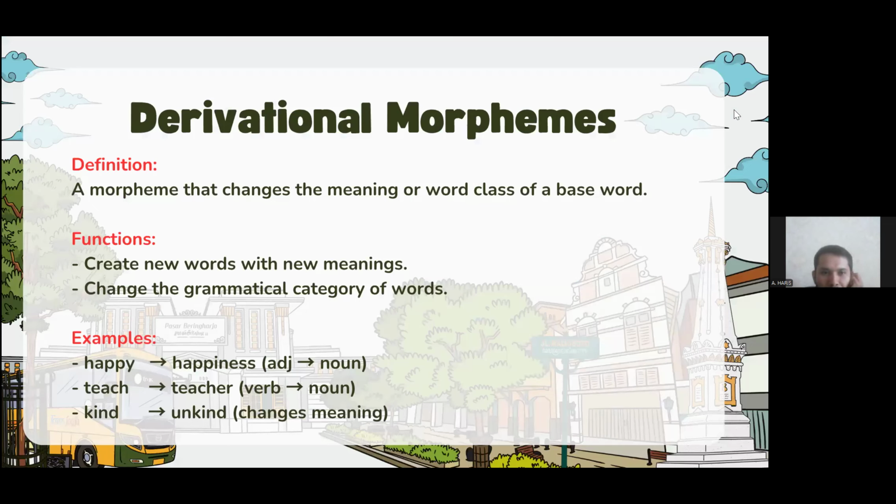Okay, we are going to the first part, derivational morphemes. Definition: a morpheme that changes the meaning or word class of a base word. Functions: the first is to create new words with new meanings, and the second function is to change the grammatical category of words. Example, happy, happiness. Happy, we know that's an adjective, but it becomes happiness, a different function. Happiness becomes a noun, not an adjective. Okay, the second is teach, teacher. Teach, we know that's a verb, teacher is a noun. And the last example, kind, unkind. It means it changes meaning. Okay, the next slide.